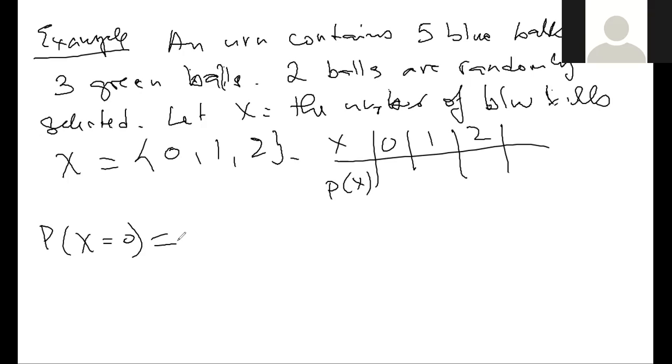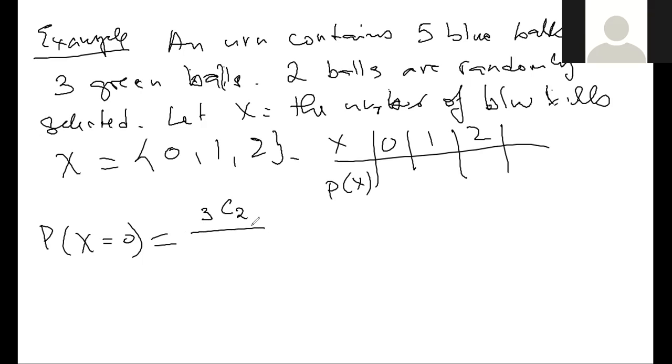If X equals 0, what does that mean? X is the number of blue balls. So all the balls are green. So we want to choose 2 green balls out of how many? Out of 3. 3 combination 2.